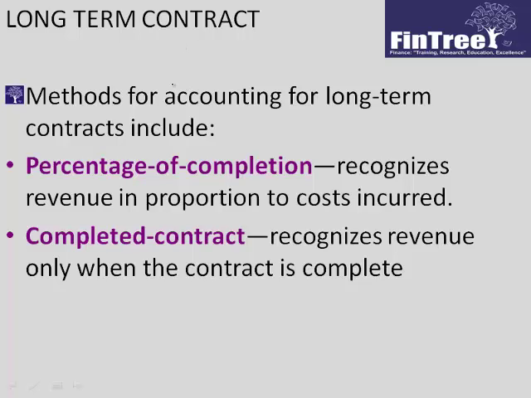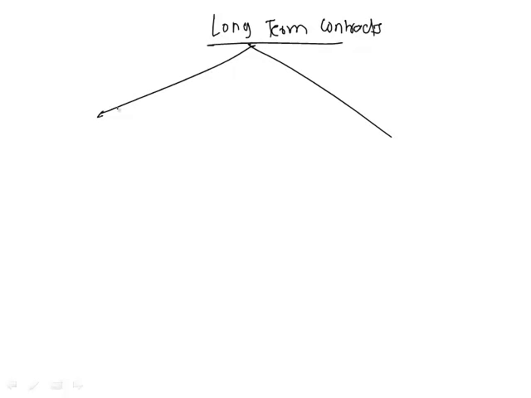Please give a heading in your notes: Long-term contracts. And then maybe you can make a flowchart like this, that we have two methods. The first method is percentage of completion method, and the second method is completed contract method.